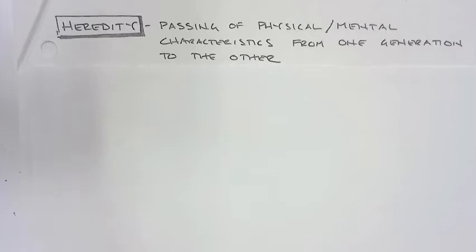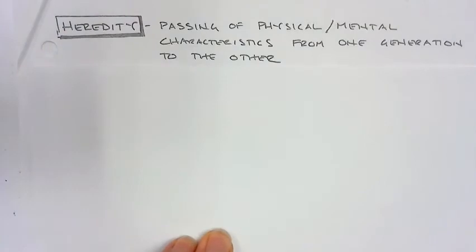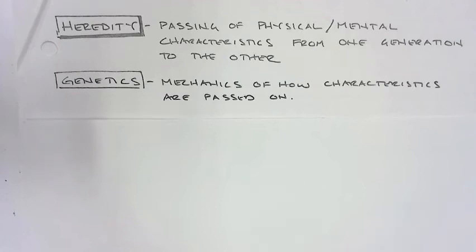I wanted to first start to identify the difference between two terms that are sometimes used interchangeably. The first term is heredity. Heredity is the passing of physical and mental traits. This includes behaviors such as talking with your hands. And again, they're being passed from one generation to the other. Genetics, on the other hand, is the mechanics of how these characteristics are being passed on, such as through DNA.